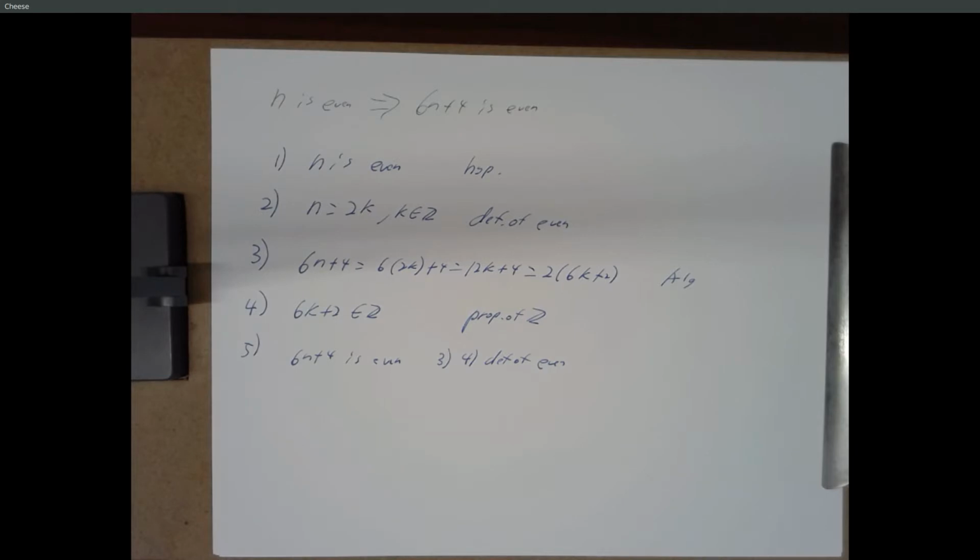You can try to do this by contradiction. You could try to set 6n plus 4 to be odd, but it's probably not going to get you where you want to go. But anybody noticing anything odd about this question? No pun intended.